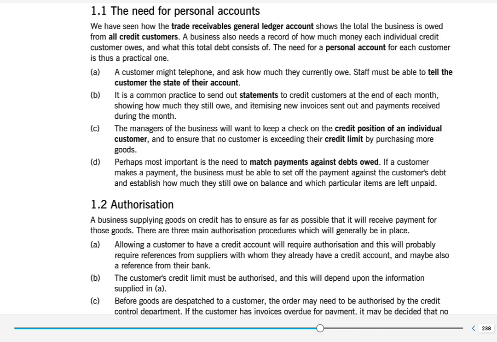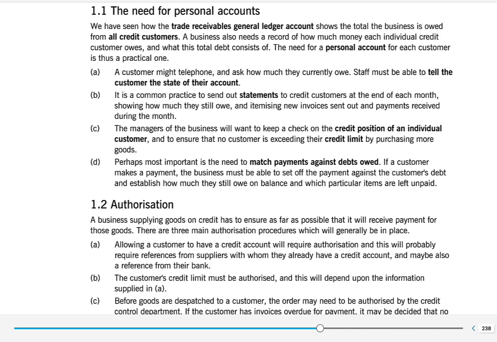When a customer pays, the business must match that payment to what the customer owes. If payments are not matched, you get problems like the customer claims they paid, but the business cannot identify which invoice was paid. The business sends an unnecessary reminder letter, damaging the relationship. The business fails to chase a genuinely unpaid invoice because it thinks the account is settled. So the personal account is needed to record receipts and allocate them to outstanding invoices.